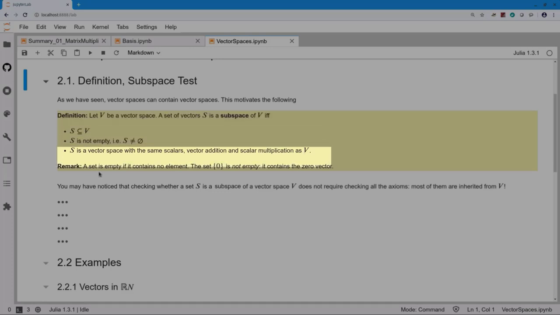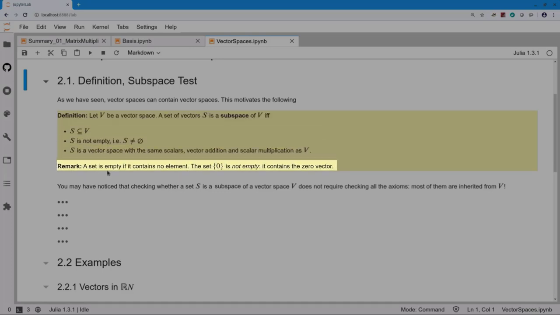The remark I want to make is that a set is empty if it doesn't have any element in it. So if my collection is free of any element. If you look at this notation here, what this says is that I have a collection and it contains an element, it contains the origin, it contains the zero vector. This set is not empty.